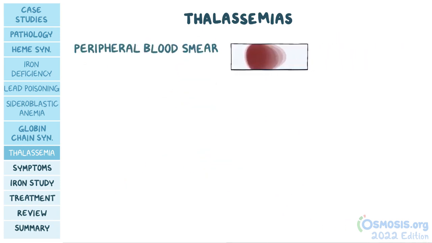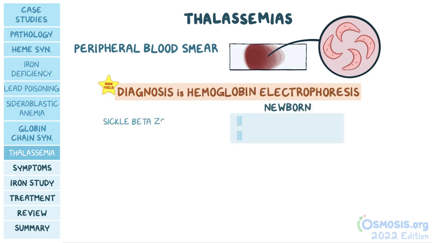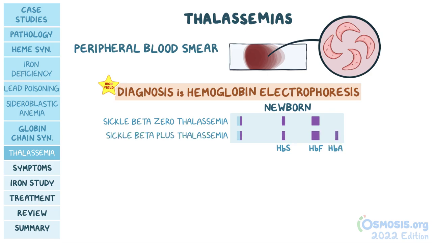Peripheral blood smear will reveal sickle-shaped cells, but diagnosis is made via hemoglobin electrophoresis. In a newborn with sickle beta 0 thalassemia, it will show an intense band of hemoglobin F, or HbF, and another lighter band of HbS, instead of the adult hemoglobin A, or HbA. A newborn with sickle beta plus thalassemia will have an HbF as well as an HbS and a light HbA band. If newborn screening is not done, then the diagnosis is made during a sickle cell crisis.